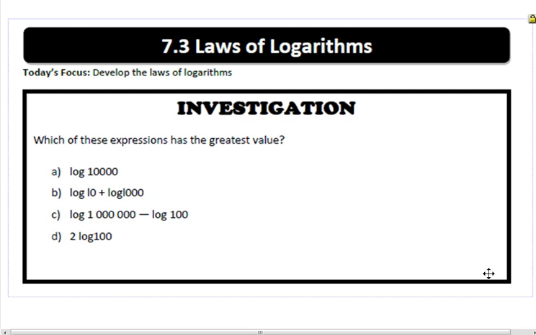Okay, so today's lesson is we're going to deal with the laws of logs.